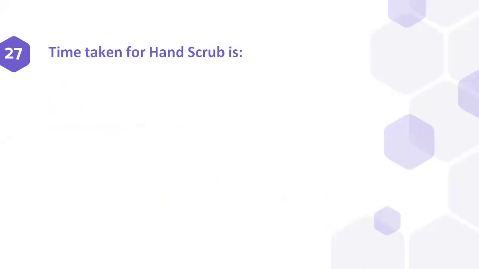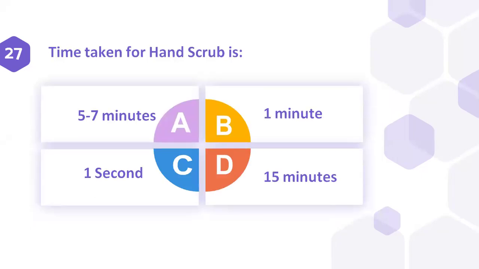Next question, time taken for hand scrub is option A, 5 to 7 minutes, option B, 1 minute, option C, 1 second, option D, 15 minutes. Here the right answer is option A, 5 to 7 minutes. So what is the time for hand scrub? That is minimum 5 to 7 minutes.